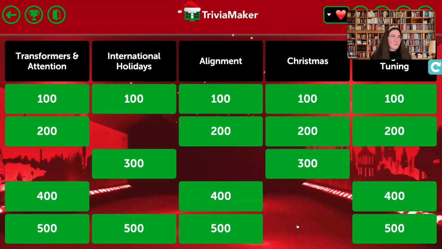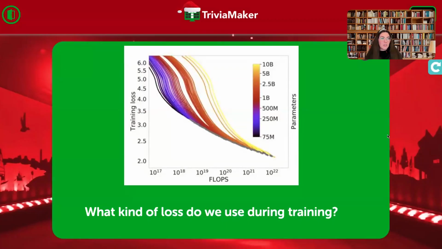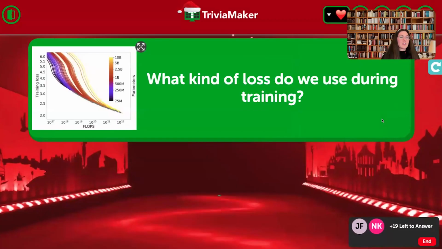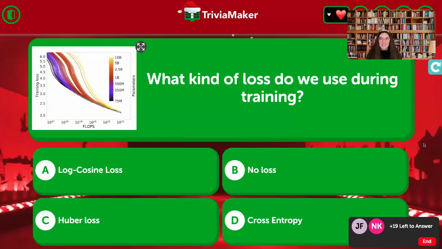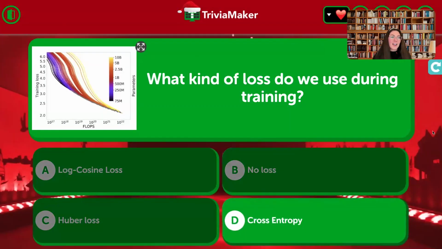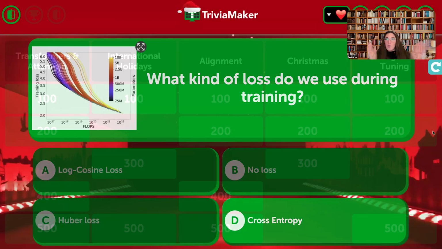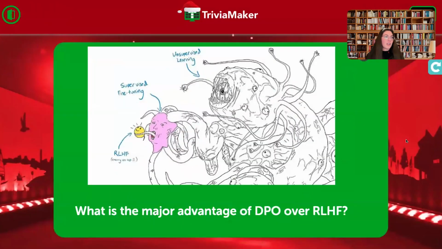Can we do training and fine tuning for 400? What kind of loss do we use during training? All right, let you guys know the answer. It's cross entropy. Woo! 400, alignment for 400.